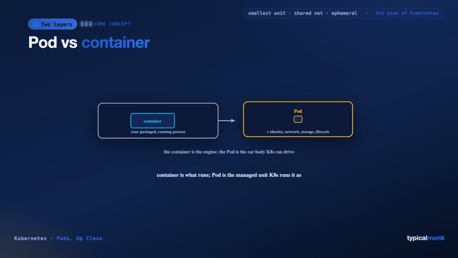So the clean way to hold it: the container is what runs, the pod is the Kubernetes level unit that runs it. In the very common case, a pod contains exactly one container, and the two feel almost synonymous, which is why beginners conflate them. But they are different layers with different jobs. The container packages and runs your process, and the pod is the managed Kubernetes object that wraps it, gives it a cluster identity, and is the thing every other Kubernetes feature acts upon. Keep that layering clear and the rest follows naturally.